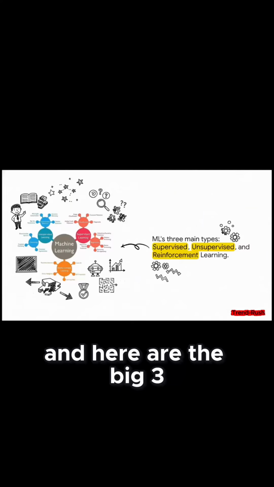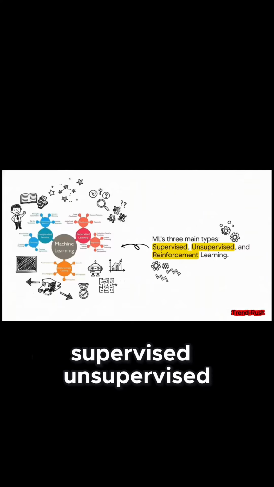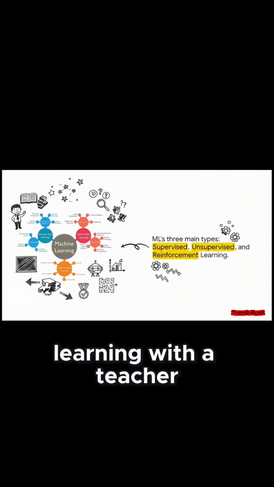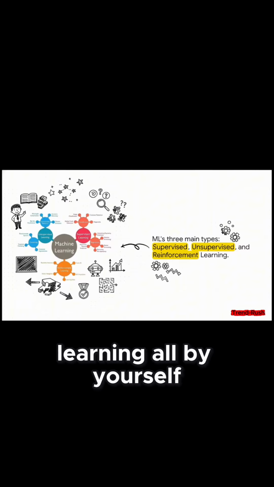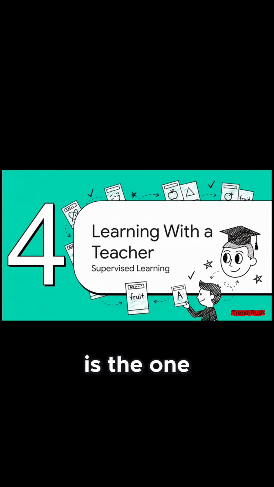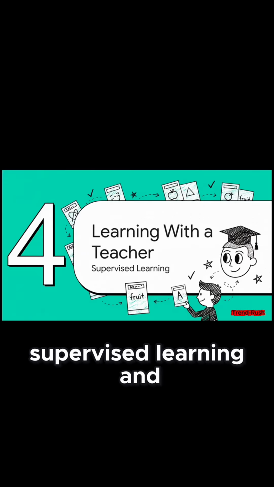And here are the big three: supervised, unsupervised, and reinforcement learning. The easiest way to think about them is like this: learning with a teacher, learning all by yourself, and learning from trial and error. Let's dive into each one. All right, first up is the one you see most often: supervised learning.